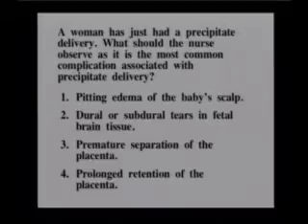Pitting edema of the baby's scalp, dural or subdural tears in fetal brain tissue, premature separation of the placenta, or prolonged retention of the placenta. And the correct answer is number 2. This is one of the big problems with a very rapid or precipitate delivery, is tears in the brain tissue, so dural or subdural tears. We want that baby to come out nice and gently without rapid changes in the pressure in the head and brain.